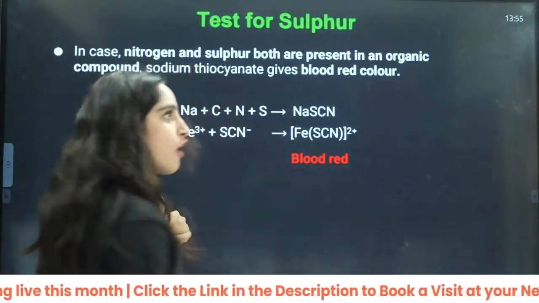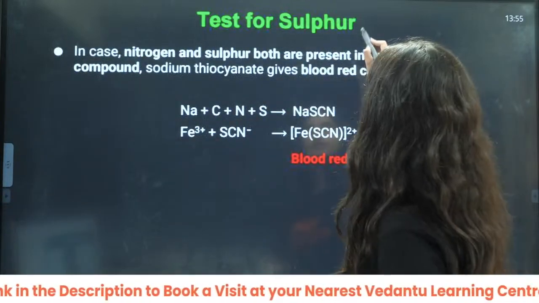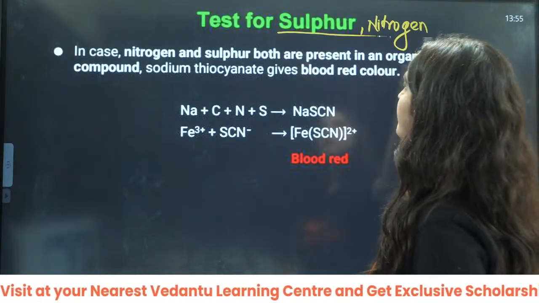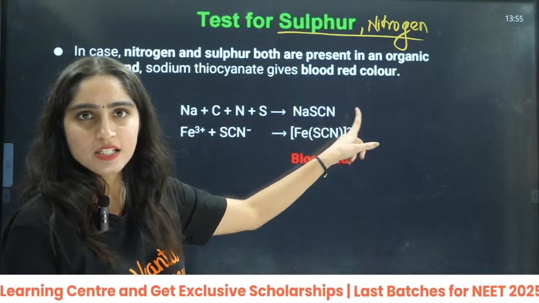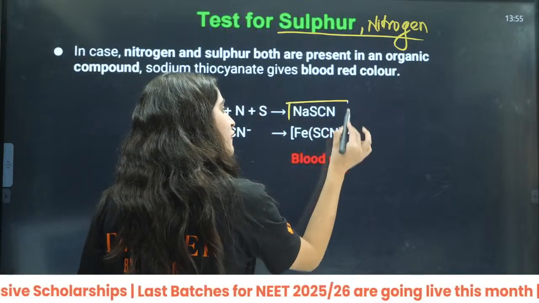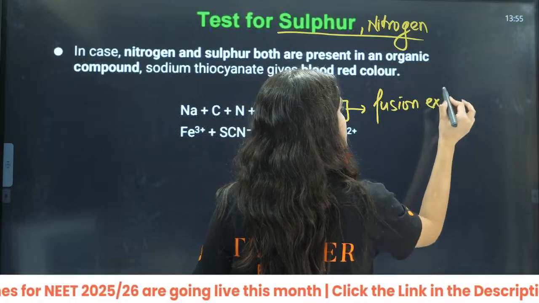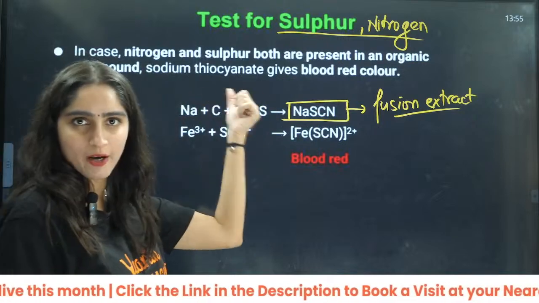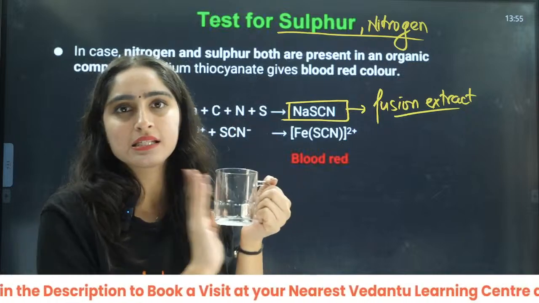For example, you have sulfur and nitrogen both. Now, if you have both sulfur and nitrogen, what will be formed? NaCN is for nitrogen and S is for sulfur. So you will have the formation of NaSCN. This is your fusion extract. In that fusion extract, with the sodium, they have formed NaSCN.